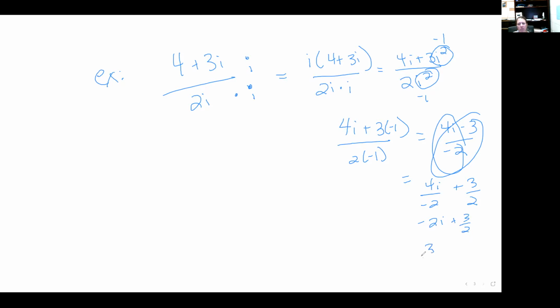And then we would rewrite it as 3 over 2 minus 2i, because we want it in the form of a plus or minus bi. Okay, so this would be really the correct way to write that. All right, let's do one more example.